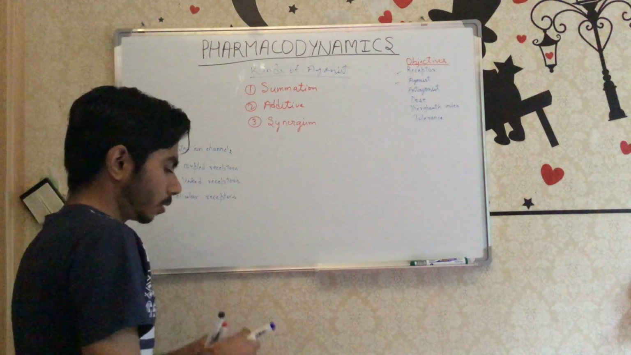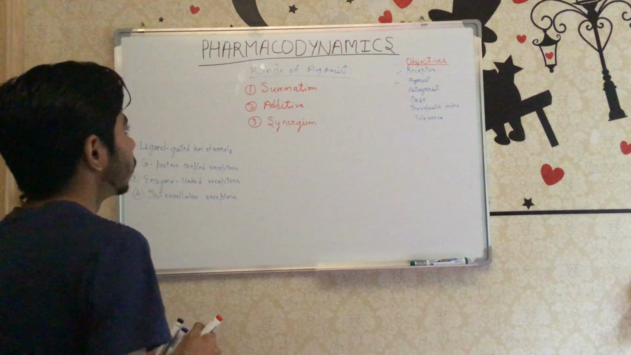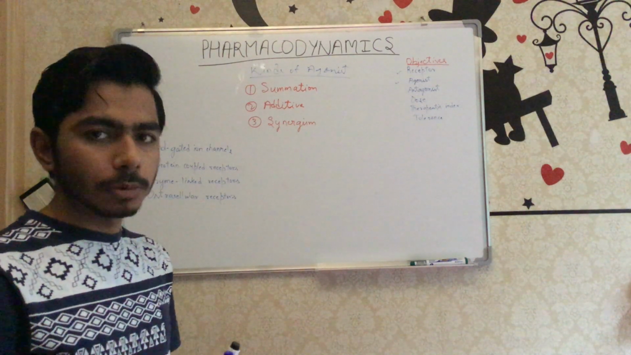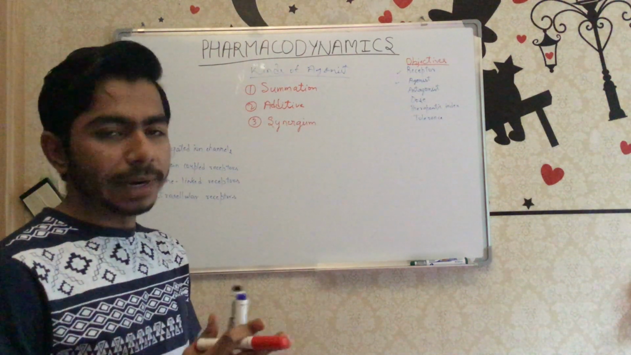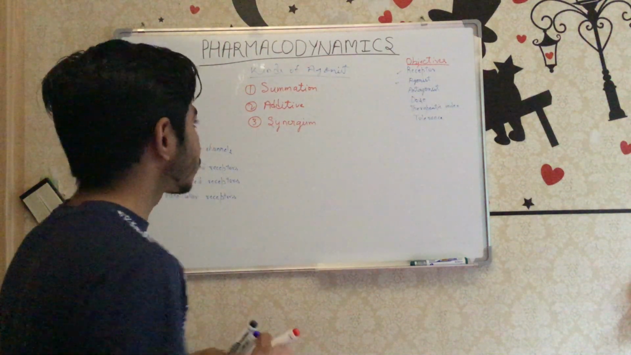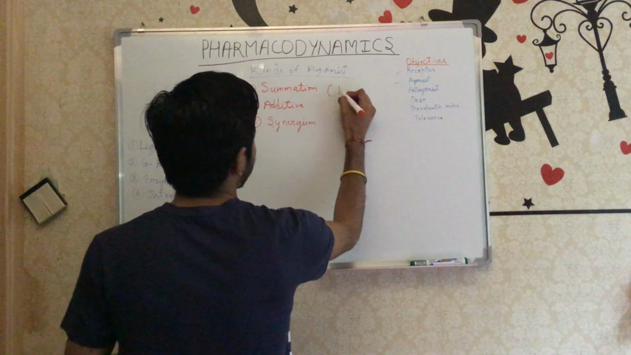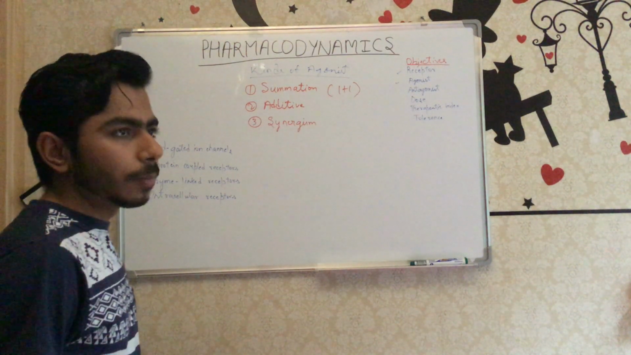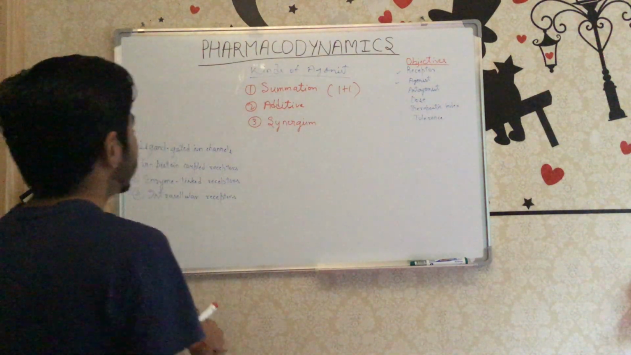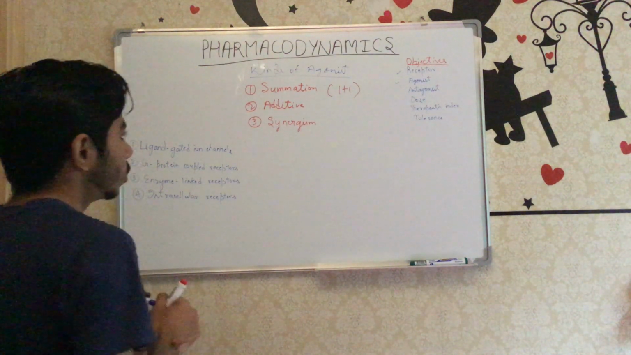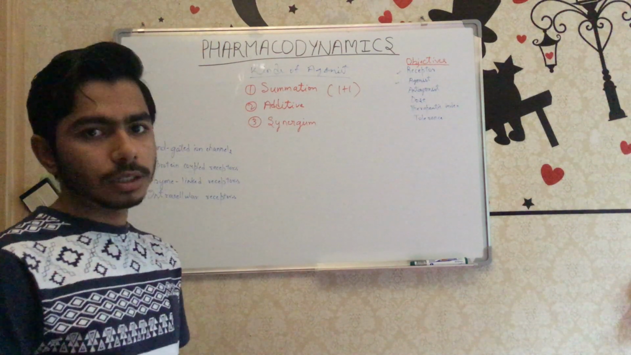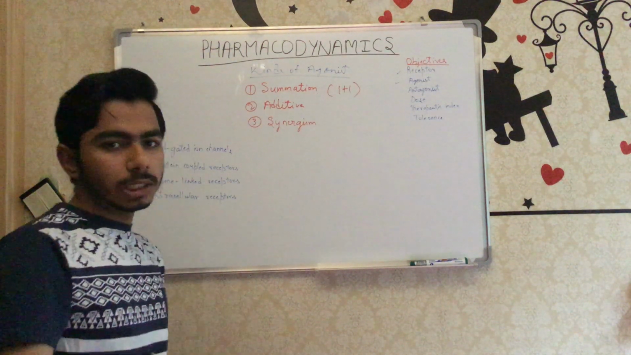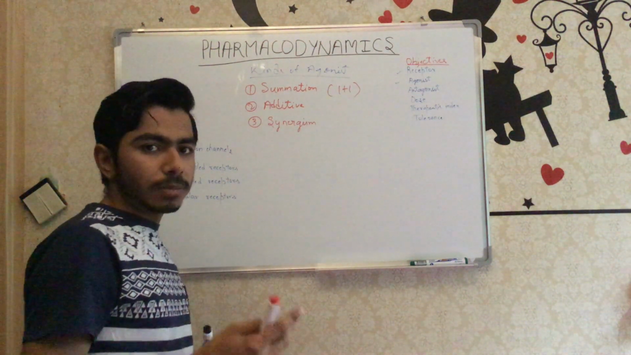So what is summation? Summation is when two drugs have the same response but different mechanisms of action, and their combined effect is more than the individual one. We also term it 1+1, which means two drugs with the same response but different mechanisms of action produce a greater effect. And if we talk about additive, we have two different drugs but with the same mechanism of action, and they produce the response. In summation, we had two drugs with different mechanisms of action, but in additive, we have two drugs with the same mechanism of action.